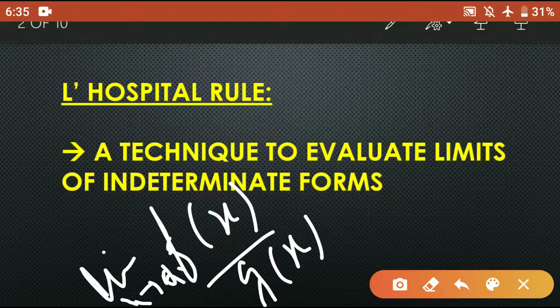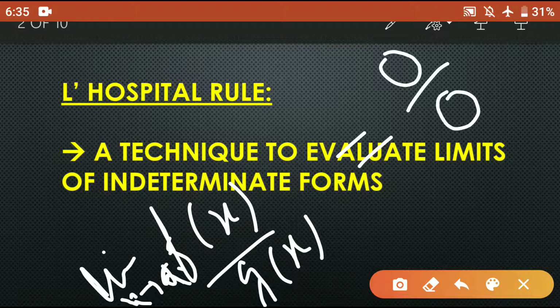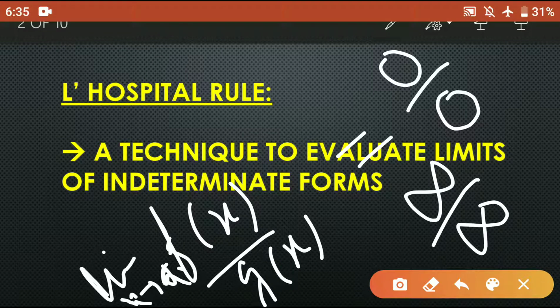And what was the rule to find the limit of a function? First we directly put the limiting value into that function. So we replace all the values of x by this a. And after replacing the value of x by a, if the form of the function is like 0 by 0 or infinity by infinity, then we have to apply L'Hospital rule to find the limit of that function. These two, 0 by 0 and infinity by infinity, are known as indeterminate forms.